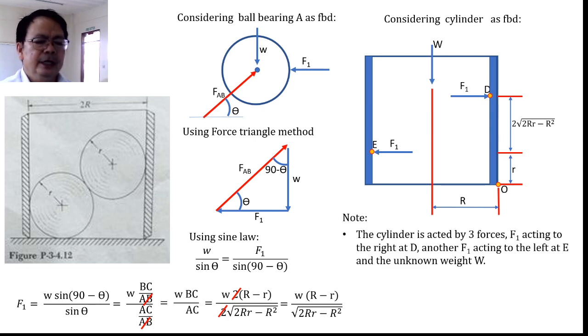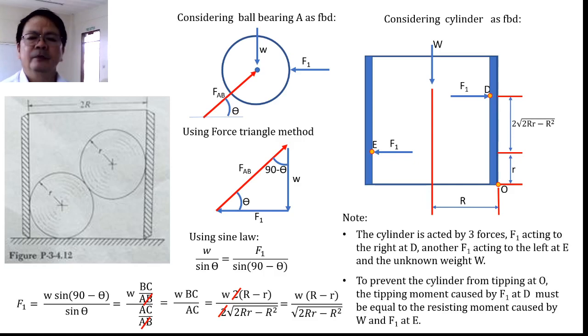Now, ano ngayon meron tayo dito sa cylinder? You will notice that the cylinder is now acted by 3 forces. One force is F1 acting at this point, another force is F1 acting at that point, and the third force is W acting at the center, which is the unknown. So how are we going to solve for that W? Ang sabi niyan, it should prevent the cylinder from tipping over.